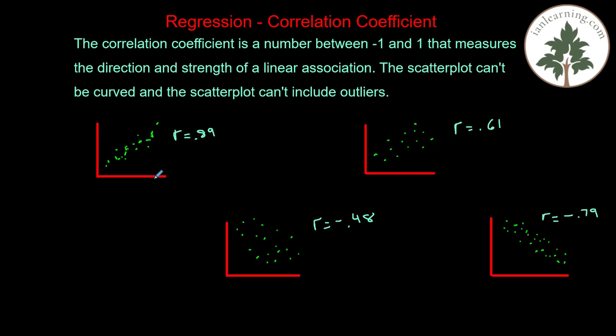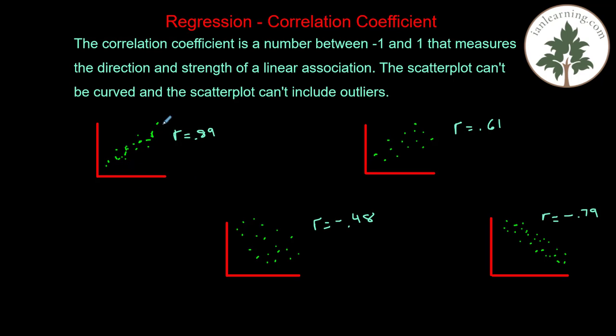Okay, so let's look at this. Here we have a positive slope to our data. Remember when we talked about association, we talked about positive slopes going up from left to right. This would be positive, so our correlation coefficient would be positive. Here, the data also has a positive slope going up from left to right, so our correlation coefficient is also positive. But here we could fit a line going down from left to right, so it'll be a negative correlation coefficient because we're going down from left to right.